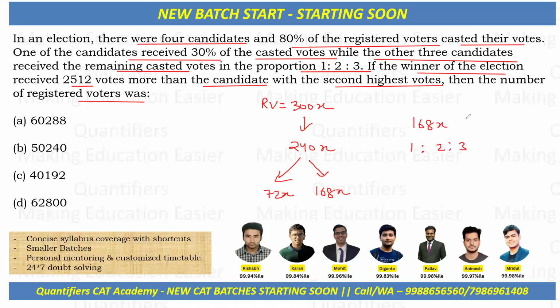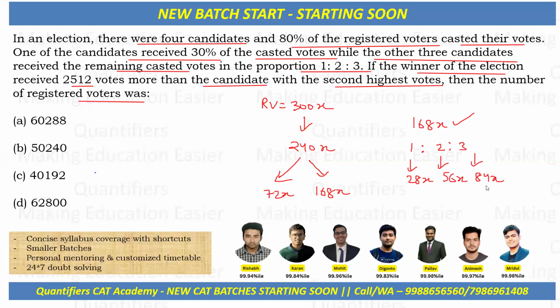Now you can see, students, this is a multiple of 6. Calculation becomes very easy. So 6 parts is equal to 168x. So one part will be, students, 28x. So this will be 28x. This will be double of 28x, that means 56x, and this will be 3 times of 28x, which will be 84x.